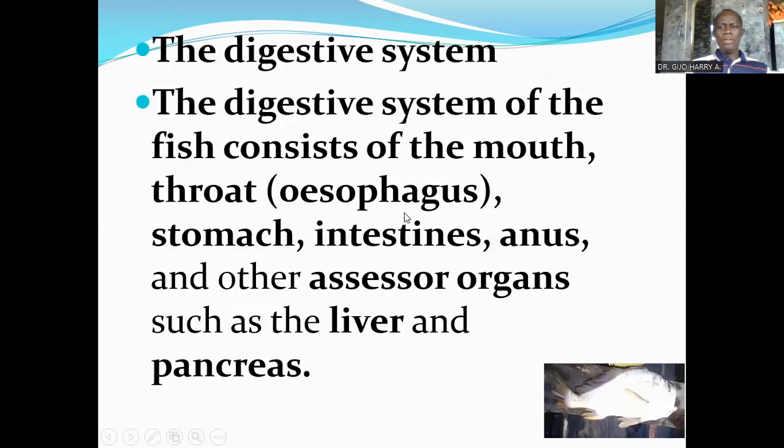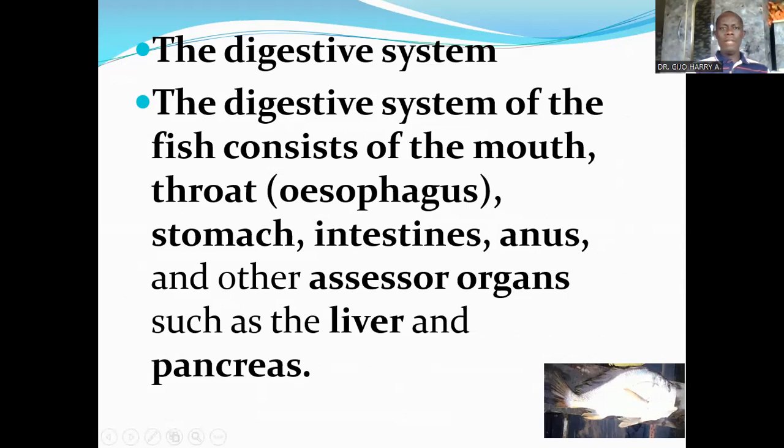The next internal anatomical and physiological feature of the fish we want to look at is the digestive system. The digestive system of fish consists of the mouth, the throat or esophagus, the stomach, intestines, anus, and other accessory organs such as the liver and pancreas. So the major organs are the mouth, the esophagus, the stomach, the intestines, the anus, the liver, and the pancreas.